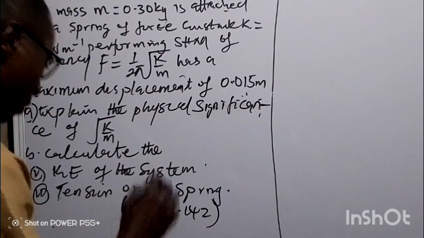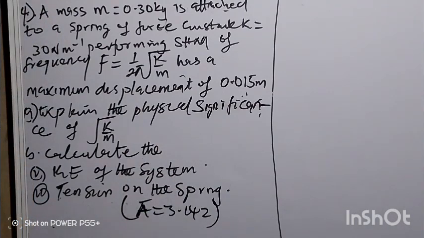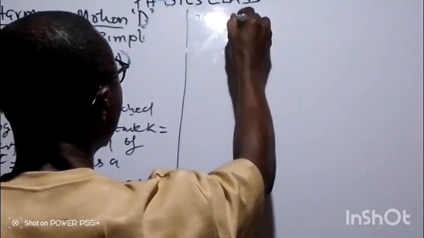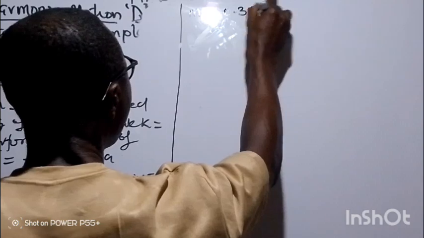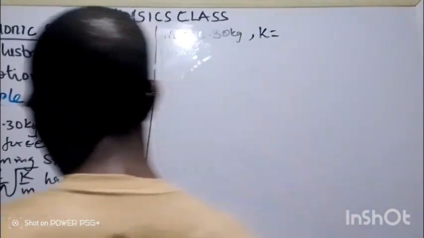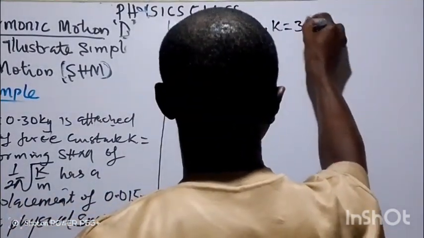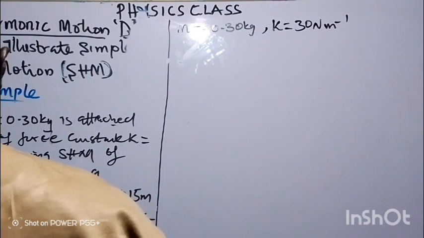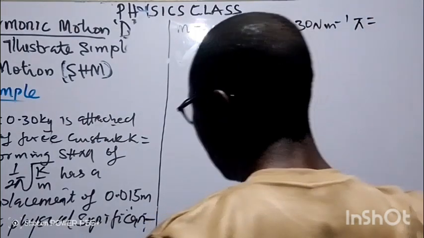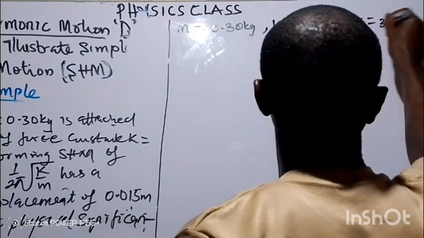3.142. So according to this question, let's write out the parameters first. M is given as 0.30 kg. K is given as 30 Newton per meter, and pi is given, according to the question, as 3.142.